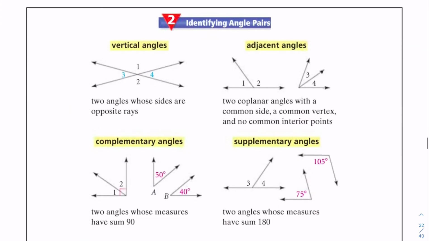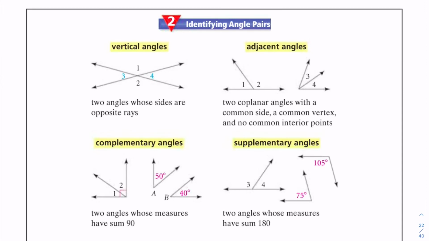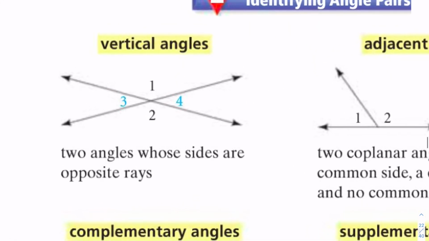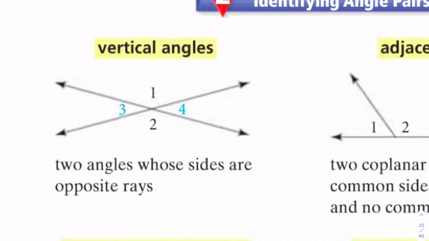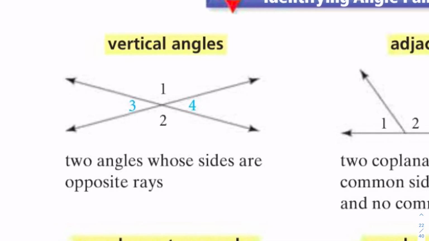All right. So the next part of our lesson, the other half of it, is identifying angle pairs. So we have two intersecting lines, and what happens when they intersect? We actually get four angles. Angle 1 is formed by 2 rays. Angle 4 is formed by 2 rays. Angle 2 is formed by 2 rays, and angle 3 is formed by 2 rays.